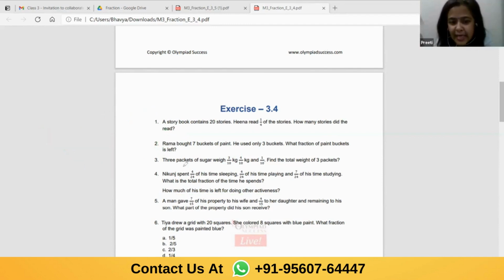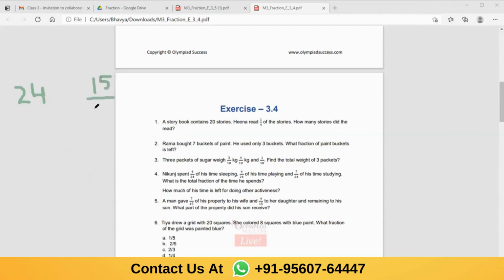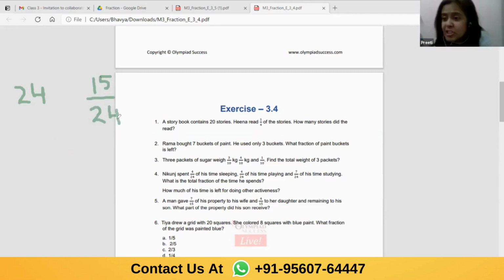Very good, Daksh. See, out of how many parts am I dividing the whole? Total number of parts are 24. My denominator tells me the total number of equal parts. Right? Out of 24, if 15 upon 24 are gone, then how much are left? It will be 9. Why, children? Because there are two ways now.